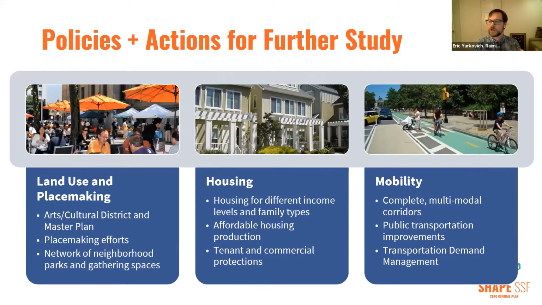So we heard things about creating an arts and cultural master plan, making sure that there was affordable housing production across the city, and making sure that if we add new non-residential development in the east of 101 area, that there's really strong transportation demand management measures that are in place for that new development.